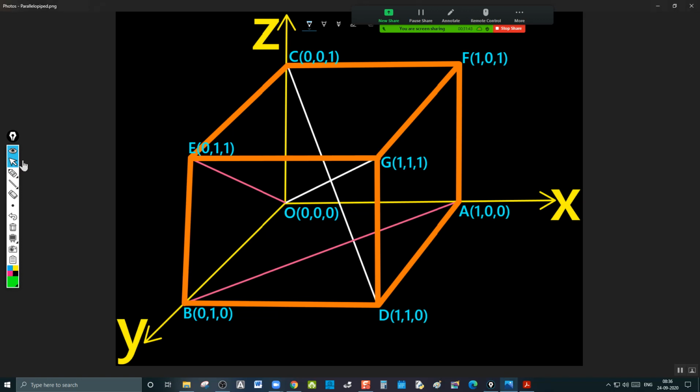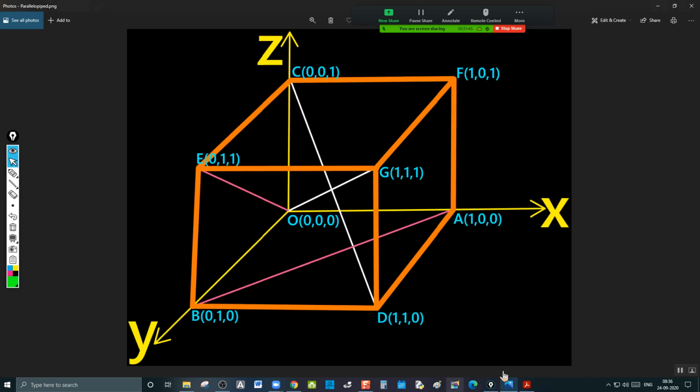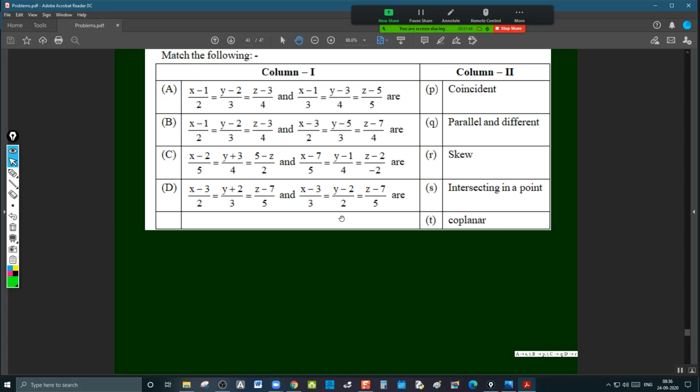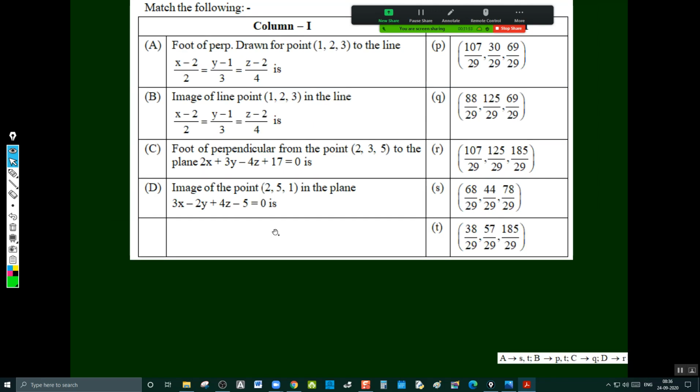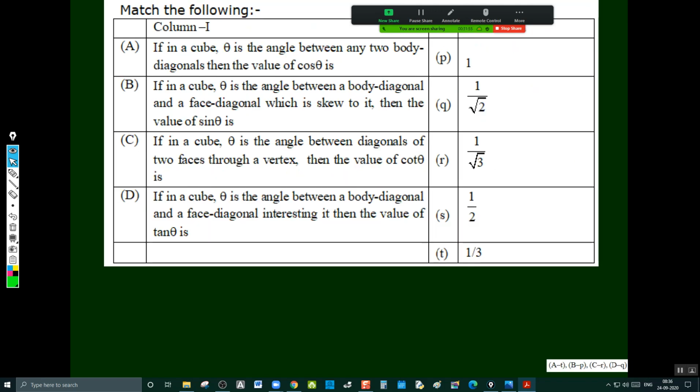Yes, please. This is the next question. Let me show you. Now C, please. So what is the option for B? It is P. Come on, C. The C question. Both are C only. This is T and this is P.